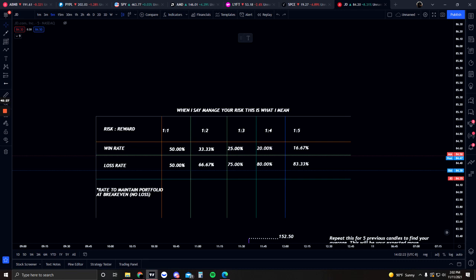There was this one hedge fund guy who only traded 1 to 10, I think, and his win rate was like 12%, or I don't even know, it was like 8%. He only won 8% of the trades, but the one that he did win would pay everything off.